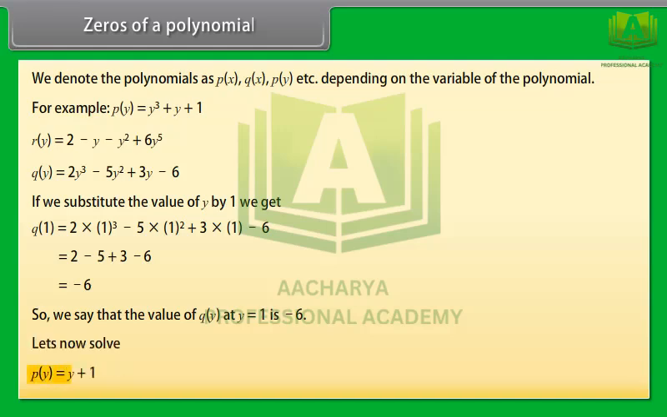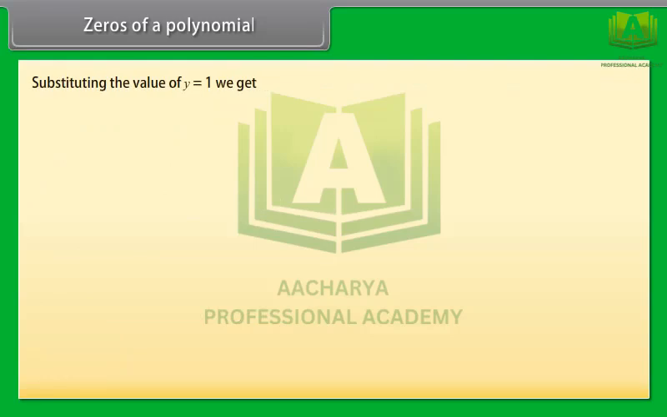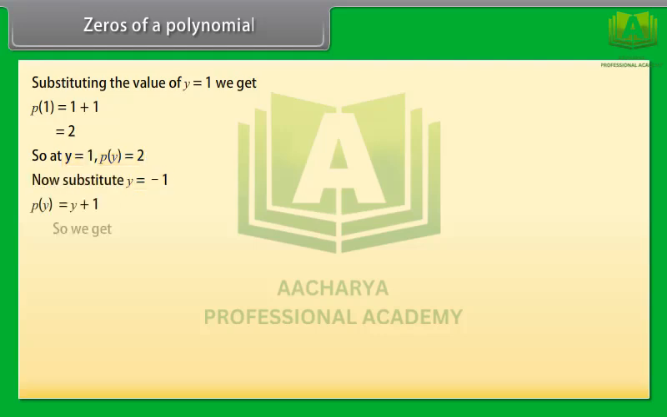Let's now solve p(y) is equal to y plus 1. By substituting the value of y is equal to 1, we get p(1) equals 1 plus 1, which is 2. So at y is equal to 1, p(y) is equal to 2. Now substitute y is equal to minus 1, we get p(minus 1), which is equal to minus 1 plus 1, which is equal to 0.